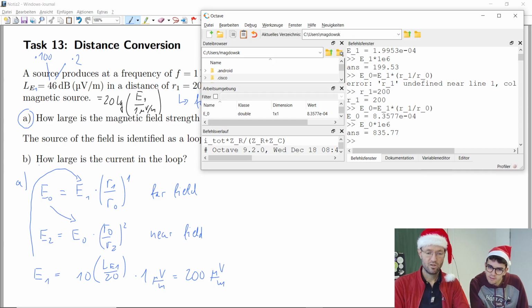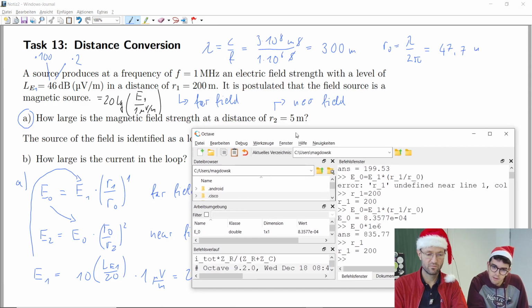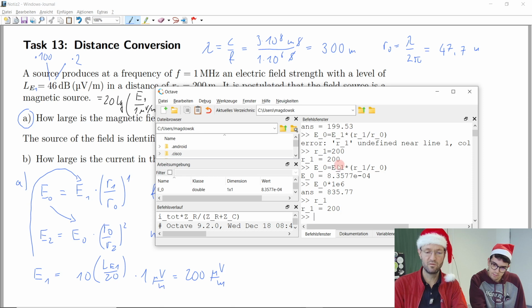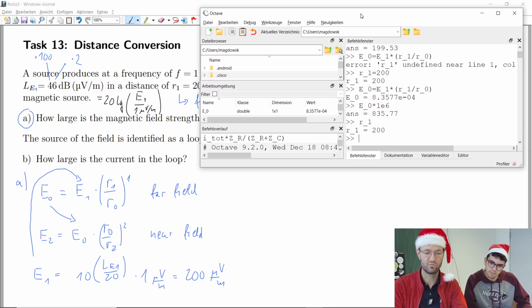200? The R1 is 200. I think it's 200. Okay, that's 200. Yeah, this should fit. And so we had not 50 meter, but something slightly smaller than 50 meter, and that's why we get something slightly larger than this 800 microvolts per meter.